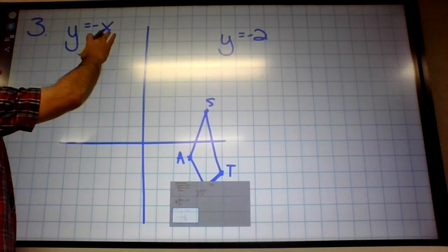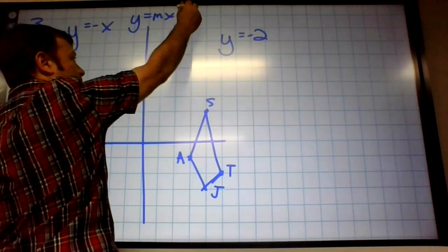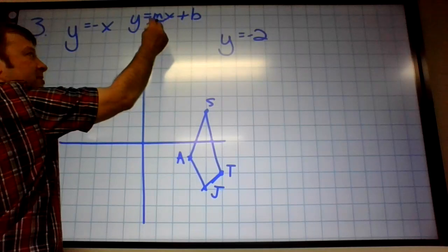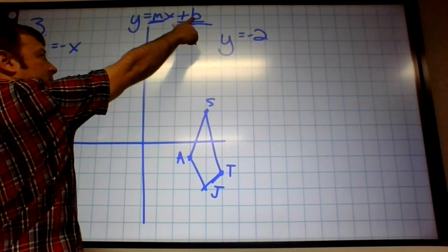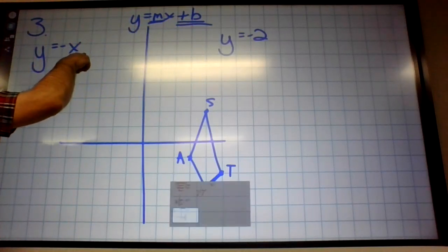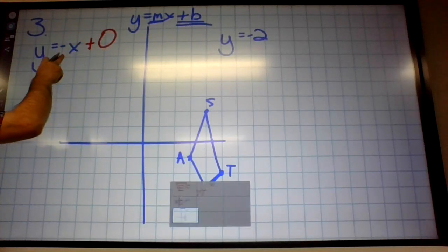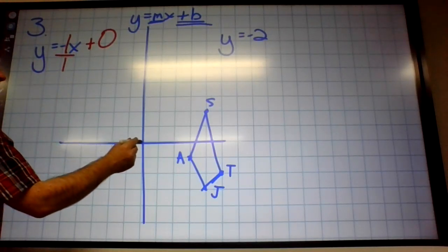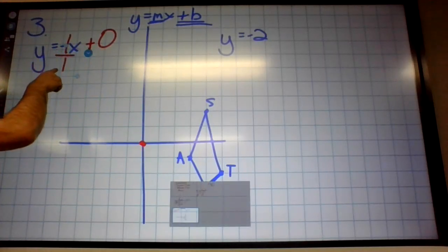When it has a y and an x, you have to think of it in slope-intercept form. Like y equals mx plus b. The number in front of the x is the slope. The number added out here is the y-intercept. So on this line, what's the y-intercept? 0, because there is no number out here. What is the slope? -1, or in fraction form, -1 over 1. So the y-intercept is 0, across the y-axis at 0, and the slope is -1 over 1.